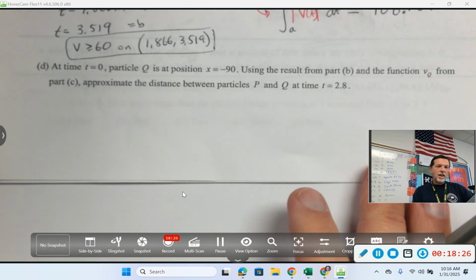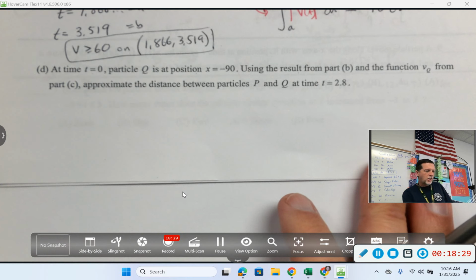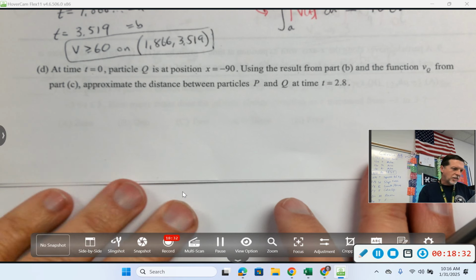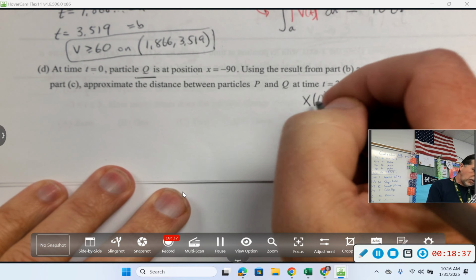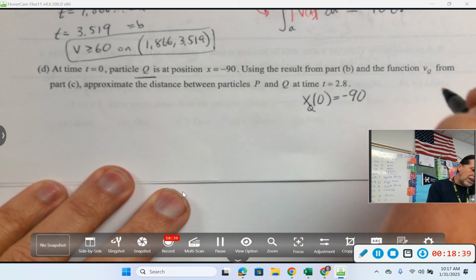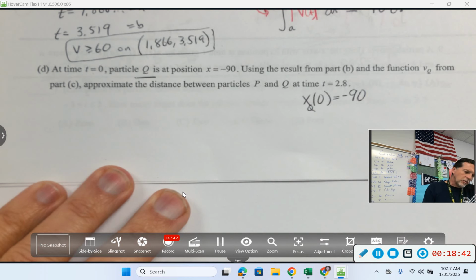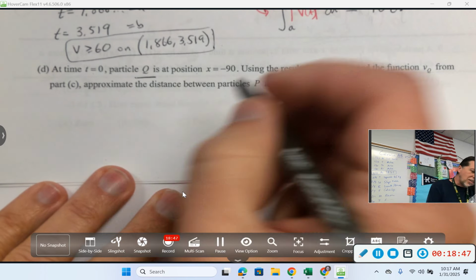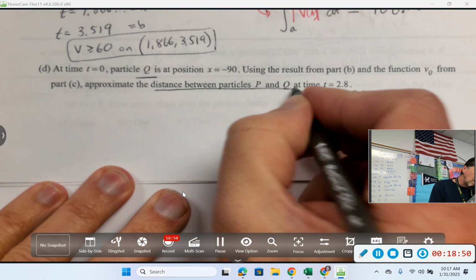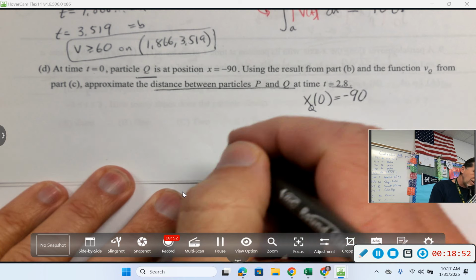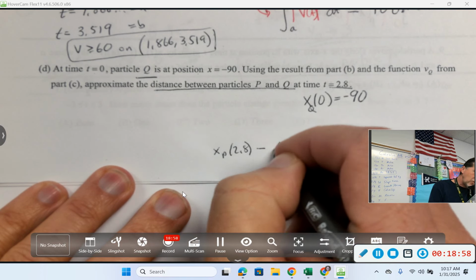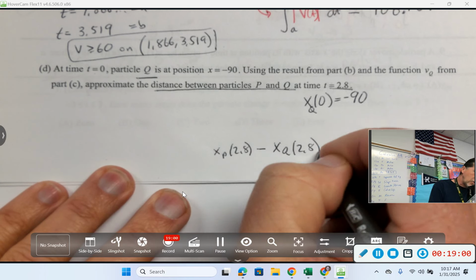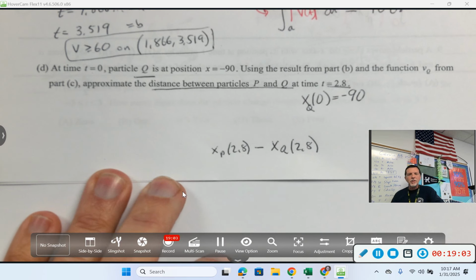Part D. At time t equals 0, particle Q. Wait, this is a different particle. Particle Q. So x of 0 for particle Q is at negative 90. Using the result from part B and the function VQ from part C, approximate the distance between P and Q at 2.8. So I want particle P at 2.8 minus particle Q at 2.8. That's like where I'm headed. I want to know the distance between those two.